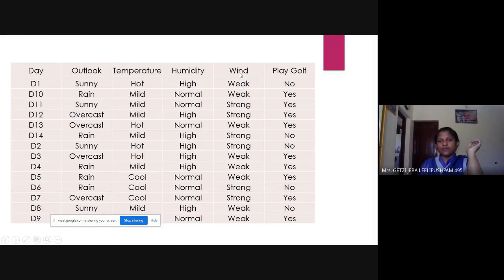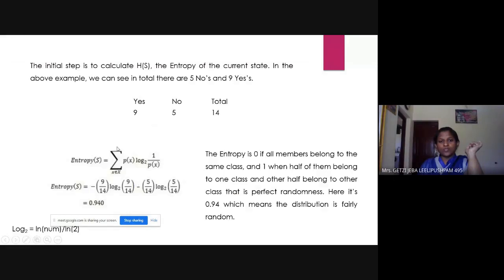If you take the overall data set, how many yes are there? 1, 2, 3, 4, 5, 6, 7, 8, and 9. So 9 out of 14 entries are yes. How many no? 1, 2, 3, 4, 5. So 5 out of 14 entries are no. So how do you calculate the overall entropy? There are 9 yes and 5 no's, totally 14 entries.